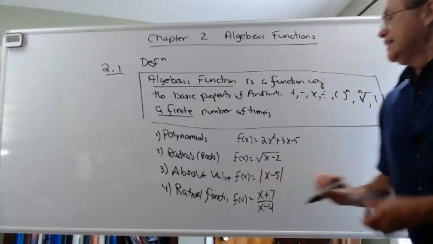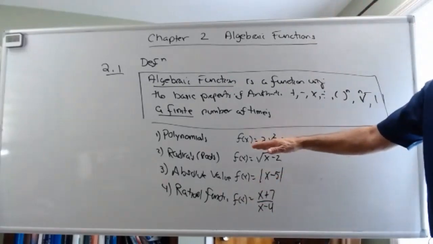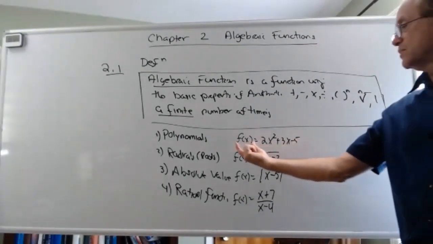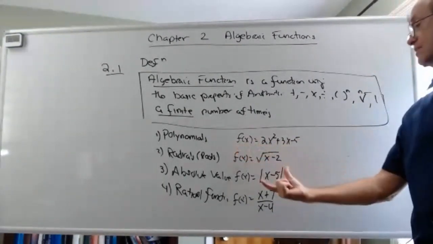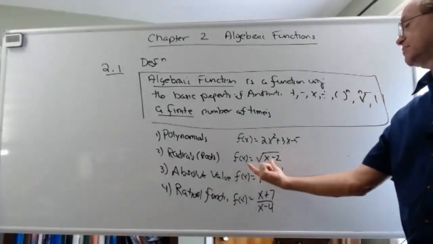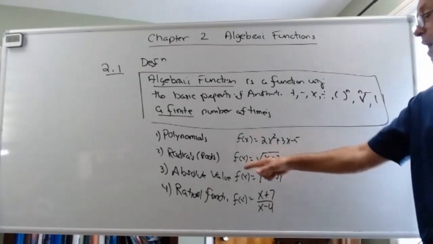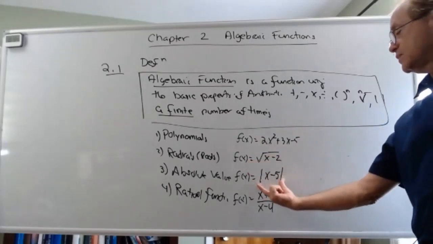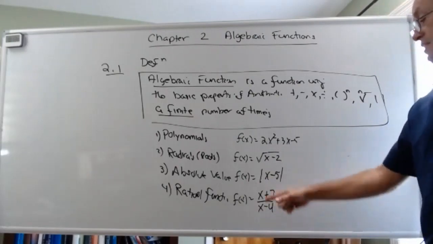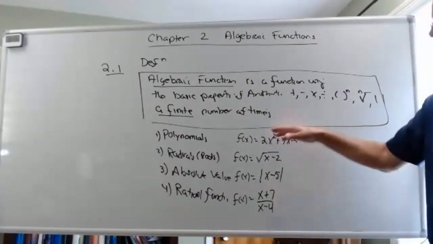So the name comes from this: that's a polynomial expression. And when I set it equal to, say, a y value, it becomes a function. That's my radical, a square root expression. It becomes a function when I call it a y value. That's my absolute value expression, and that's my rational expression. It's a ratio of these polynomials.